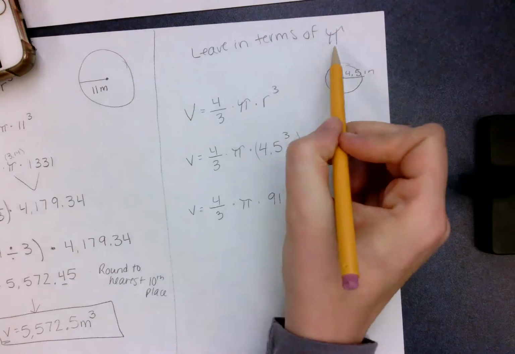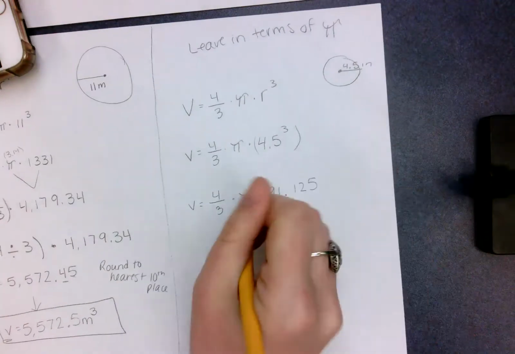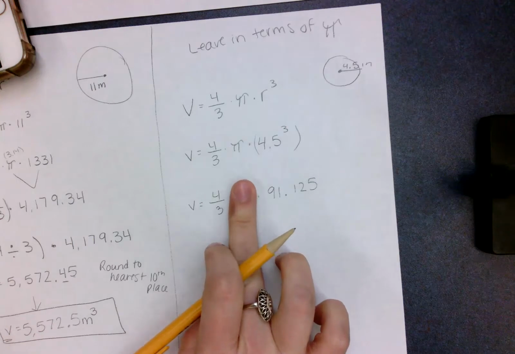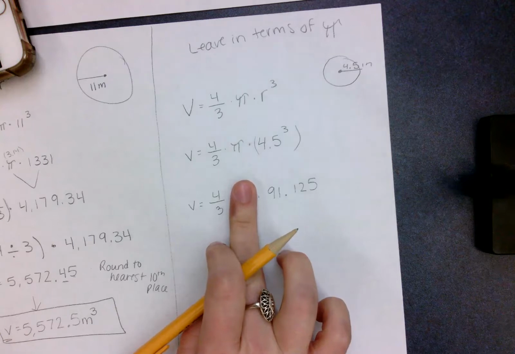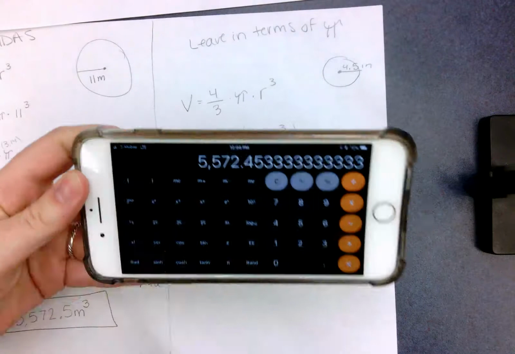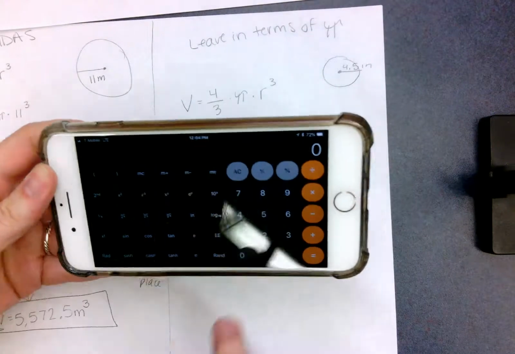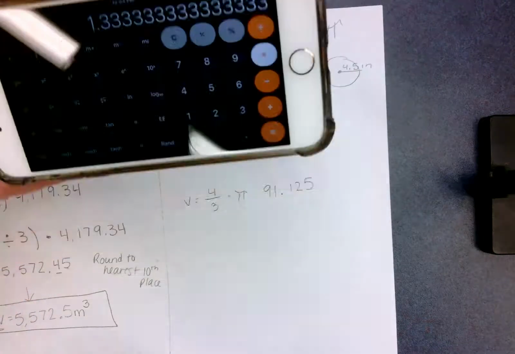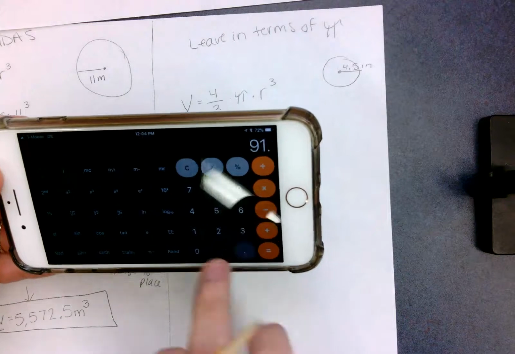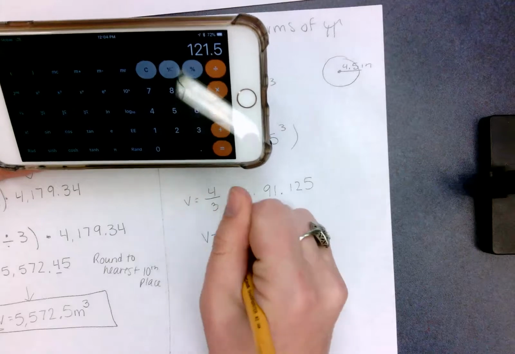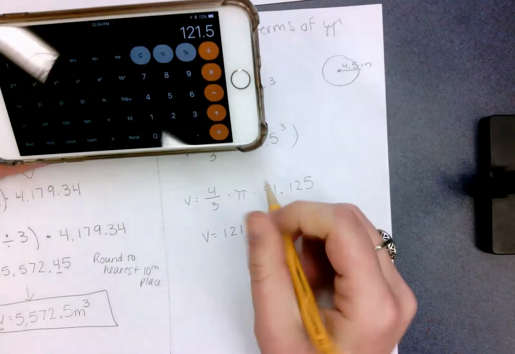Now, if we're leaving it in terms of pi, we're just leaving pi alone. We're going to ignore pi. So all you're left with is 4 over 3 times 91.125. So again, you're going to put that into your calculator. I'll be using my phone to show you. Clear. Open parentheses, 4 divided by 3, close parentheses, times 91.125. That gives me volume equals 121.5. And don't forget to write your pi.